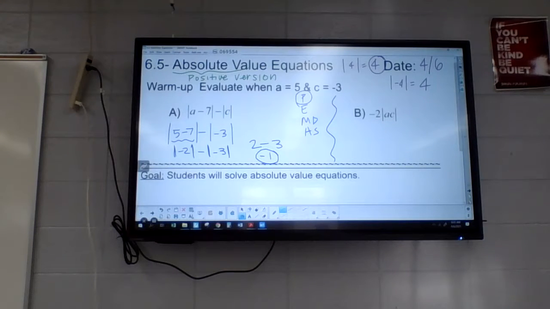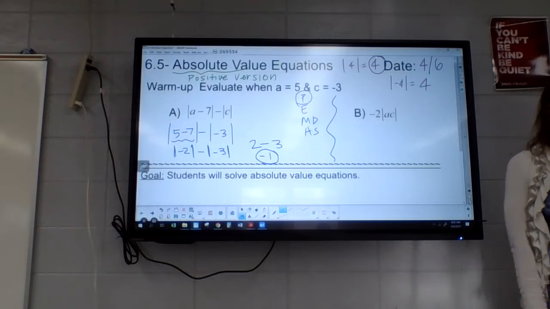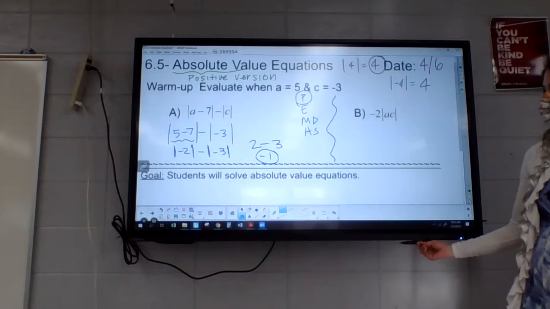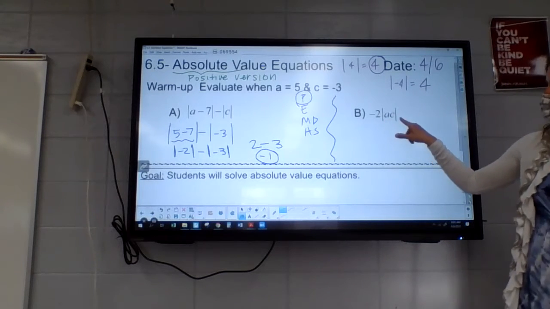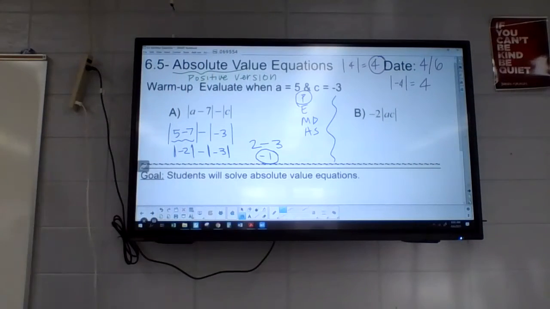We're going to solve with them today, which I actually think might be even a little bit easier, I would argue. So why don't you guys try letter B, and that's A times C inside of there. See if you guys can figure out what letter B would be.